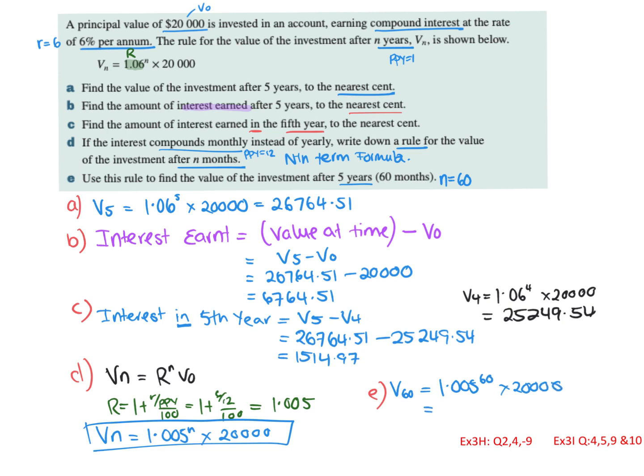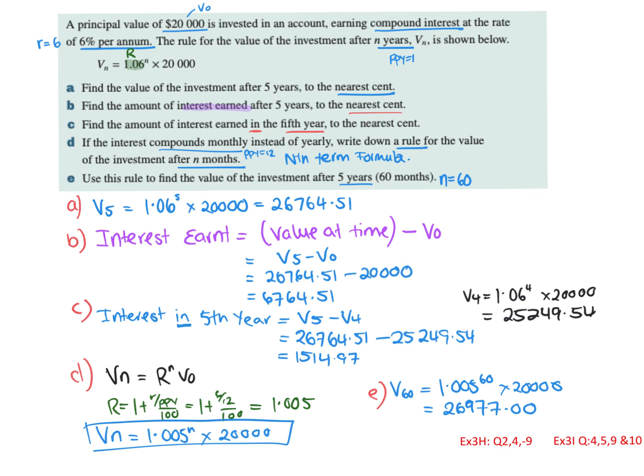Equals, and we get 26,977.00. So that would be 5 years after monthly. If you look up there, we had the beginning, A was 5 years after yearly. Which way would you want your compound interest to be charged? Do you want to just do it once a year, or do you want to do it every month?